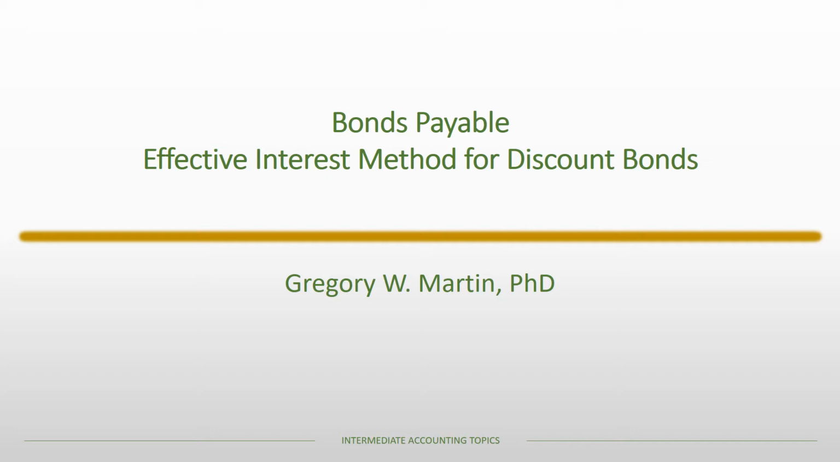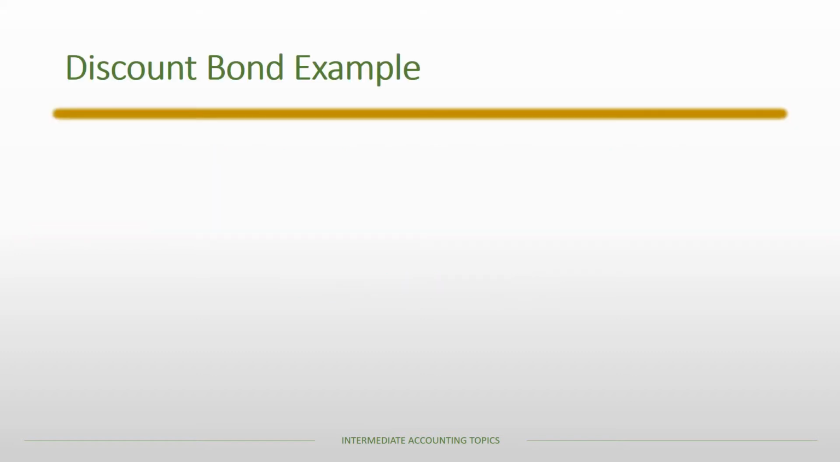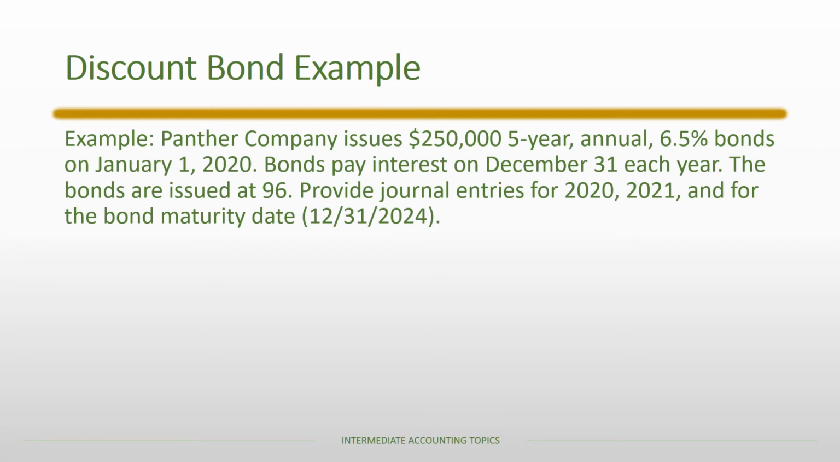Okay, in this first example with the effective interest, we're going to be looking at a discount bond. In this example, the bond is being issued on January 1st, 2020, and the bonds pay interest on December 31st each year. We're going to do the journal entries for 2020, 2021, and then also for the maturity date on 12/31/2024, assuming that the bond is issued at 96.